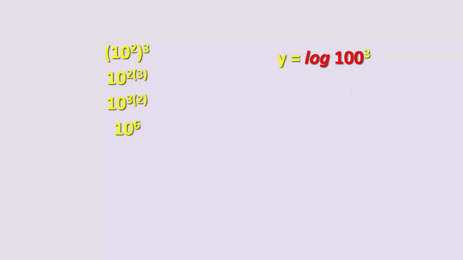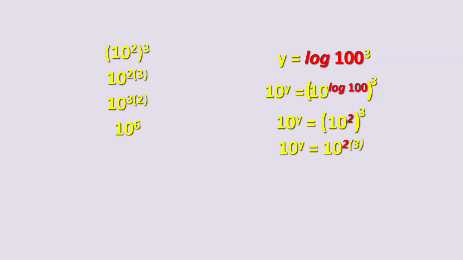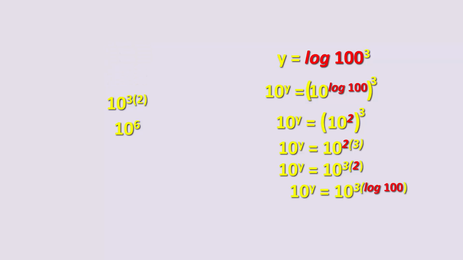So we go back to this function, y is equal to the common log of 100 raised to the third, and now if we raise both sides as a power of 10, here's what happens. We get 10 to the y is equal to 10 raised to the common log of 100, all of that cubed, but the common log of 100 is 2, so we are at 10 squared raised to the third, which can be written as 10 to the 3 times 2. So we get 10 to the y is equal to 10 to the 3 times 2, but now let's undo this process. We can replace 2 with the equivalent common log of 100, and look what we get.